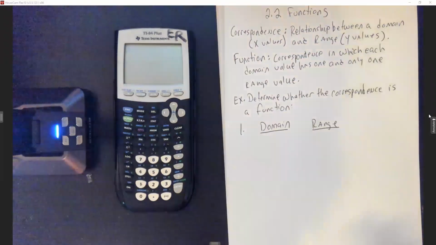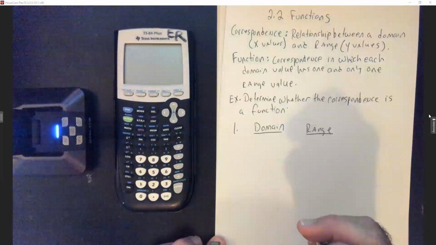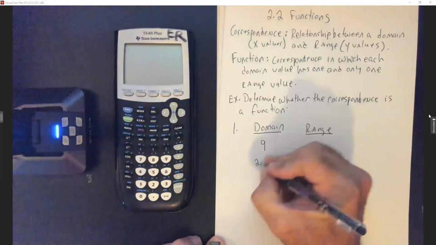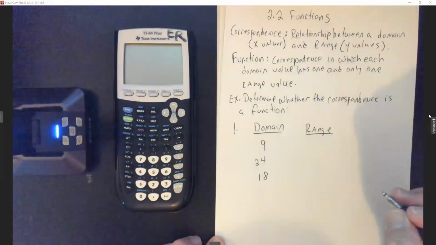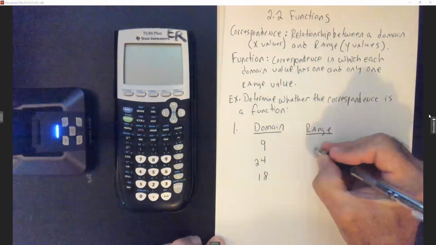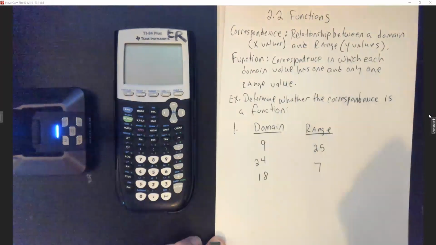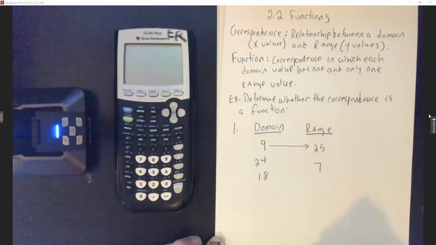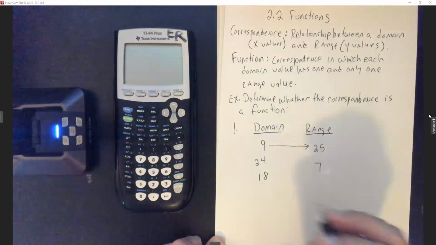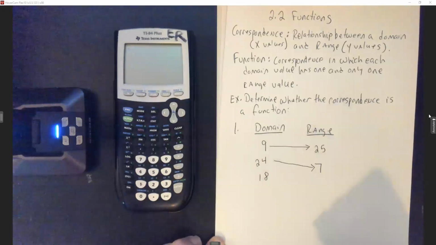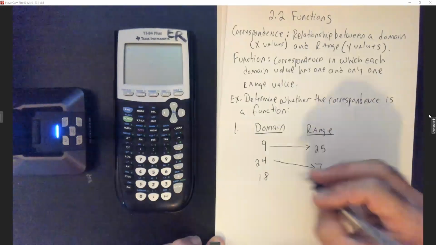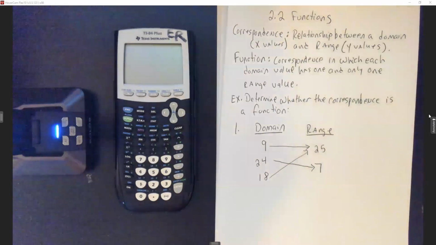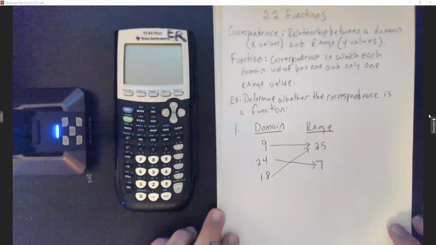So on this chart on the left side, I got 9, 24, and 18. For the range, I got 25 and 7. So the 9 points to the 25, 24 points to the 7, and then my 18 points to the 25. So the question, is that a function?